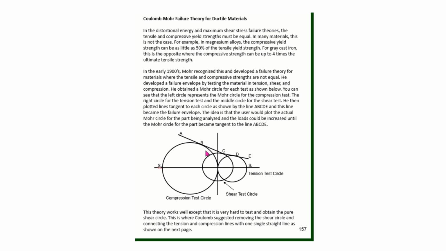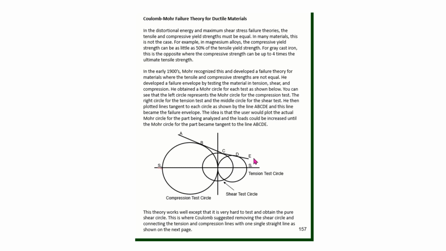So to restate this, what Mohr did is he took a specimen and put it in a compression test, and he computed the Mohr circle for that test, where this would be the compressive yield strength. Then he put the specimen in a tension test and he pulled on it, and he measured the tensile yield strength. And then he did a shear test and he put the member in pure shear, and he got this middle circle here.